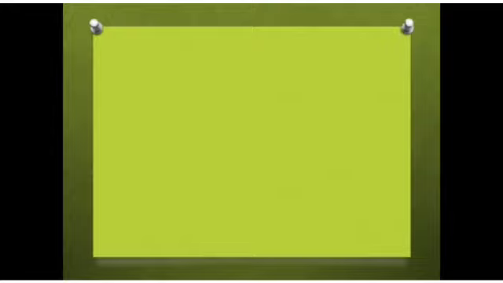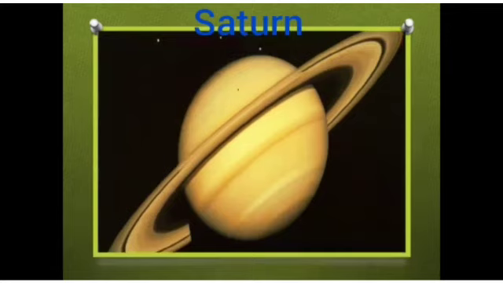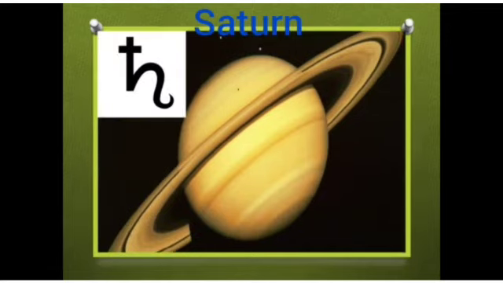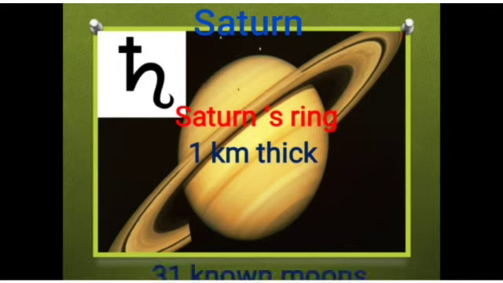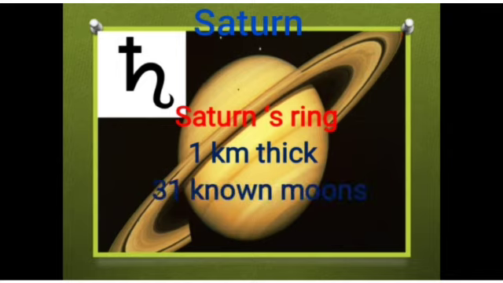Then we have Saturn. This is the symbolic glyph of Saturn. It is special because of its rings, which, it is believed, were formed because of comets and asteroids which collapsed in space and formed this ring around the planet. This ring is only 1 kilometer thick, and it has 31 known moons.